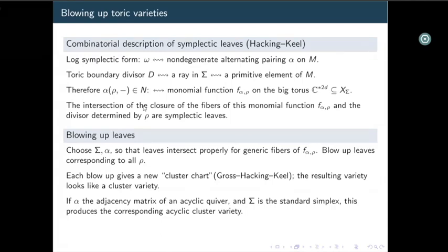And in fact, this is closely related to cluster varieties. More precisely, if you take alpha to be the adjacency matrix of an acyclic quiver, and you take sigma to be something resembling a standard simplex cross a lattice inside of your lattice M, then what you end up producing, just by this iterated blow-up process, is an acyclic cluster variety. Okay, so you recover something very close to cluster varieties. You can recover things like multiplicative hypertoric varieties this way, stuff like that. Okay, great. So this is what happens when you look at the toric examples.